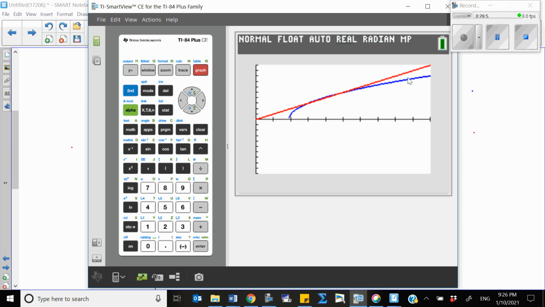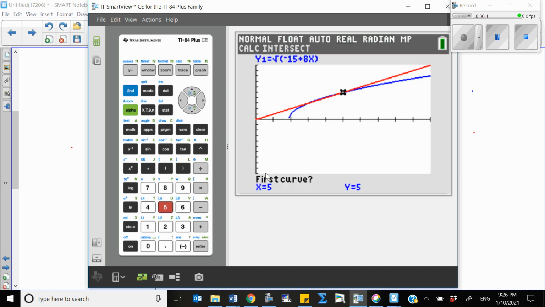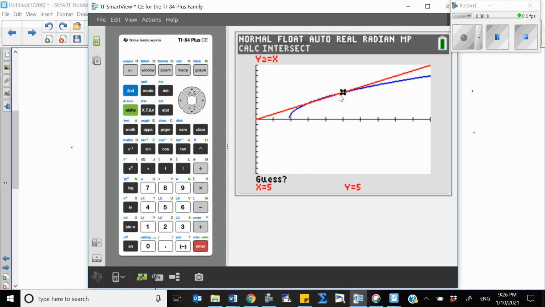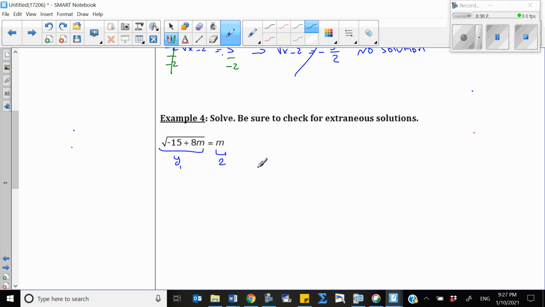Okay, as you see, this is my graph, and it looks like we are going to have two solutions because the graphs are going to cross each other at this point here and also somewhere around this point. So let's find the intersections. We go to second, trace, and number 5. So just hit the enter for 3 times. First curve, and then second curve, and what is your guess? It's already almost on the intersection point, so just enter. It's going to give us 5. So the first answer is x equal to 5.